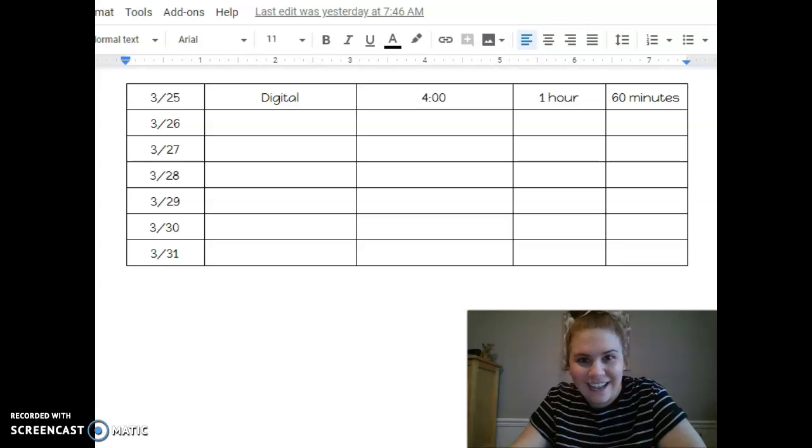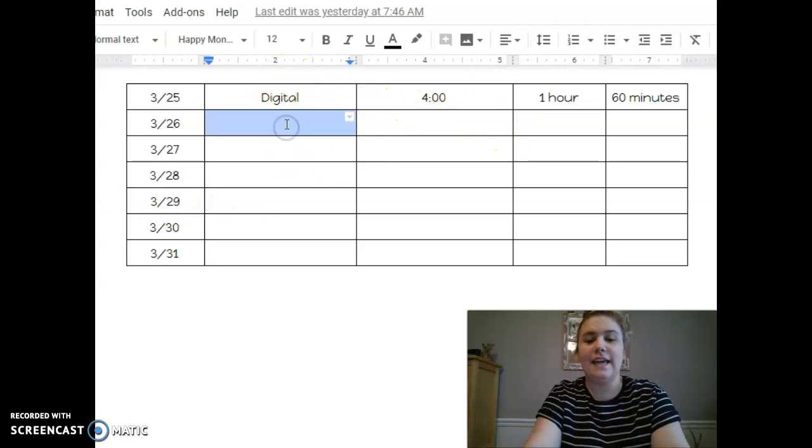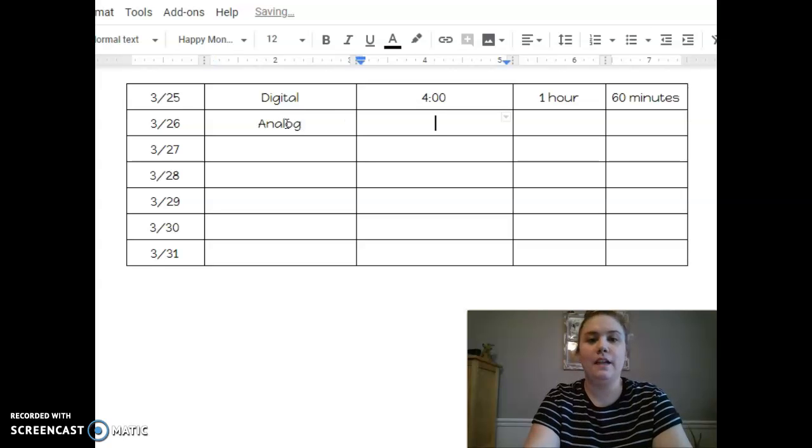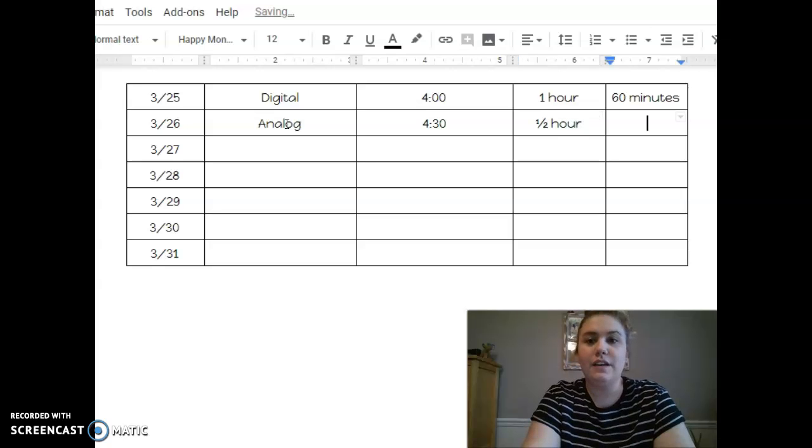Let's log that in our calendar grid observations. Yesterday we had a digital clock and today it is an analog clock. It shows us 4:30. And from 4 o'clock to 4:30 we said that it was 1/2 hour, which also equals 30 minutes.